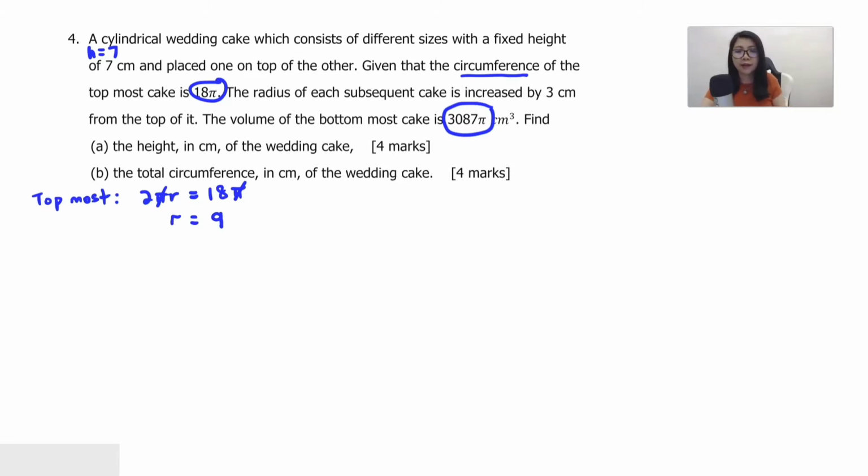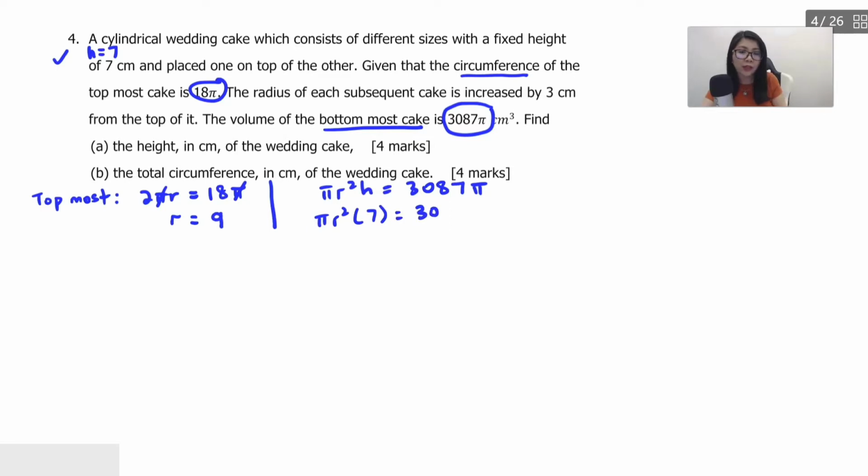And then the volume of the bottommost cake, supposed to be most bottom cake. Anyways, it's okay. So most bottom cake is 3087 pi, which means that we need to find what is the Tn. The volume for a cylinder is pi r square h, right? So it's pi r square h equals to 3087 pi. From here, we know that our h is 7. It's given in the question 7 over here, just in case if you can't see it. So pi r square 7 equals to 3087 pi.